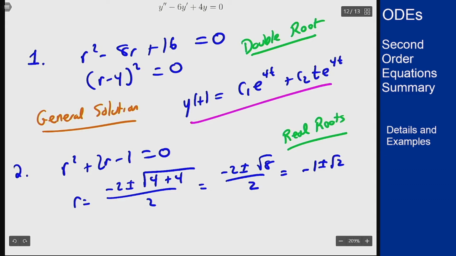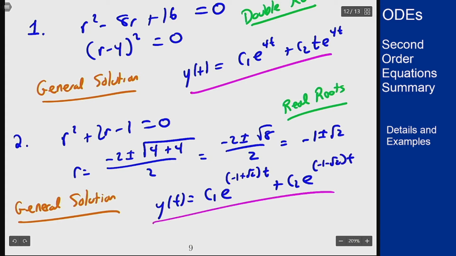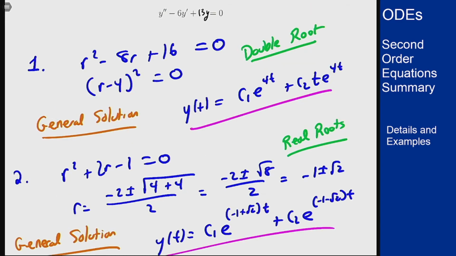I can write my general solution using that, which is y of t is c1 e to the (-1 plus root 2)t plus c2 e to the (-1 minus root 2)t. Finishes that one. And then we have our last example, which yes, did change from the last clip.